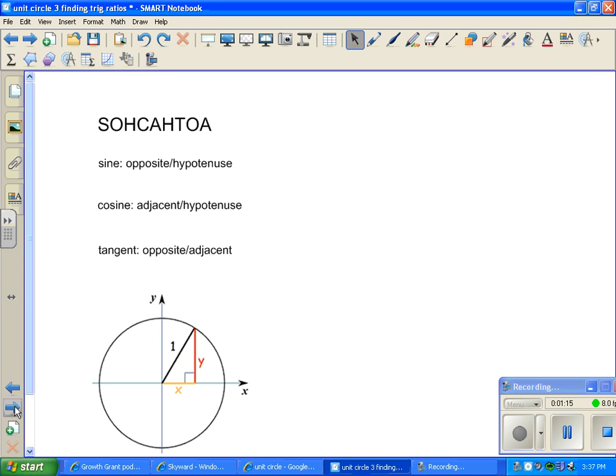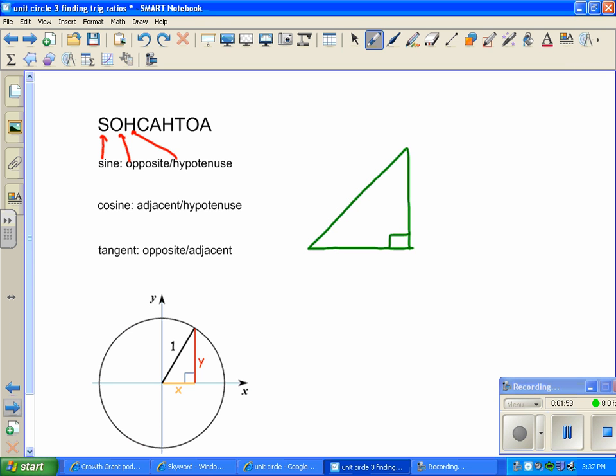Okay, when I start teaching trigonometry of real numbers, I oftentimes go back to what students learned about SOHCAHTOA in either their geometry or their Algebra 2 classes. A lot of us have heard of SOHCAHTOA before, and if you're unfamiliar with this, I don't know if you call it a mnemonic device, but SOHCAHTOA stands for sine, opposite, hypotenuse. Cosine, adjacent, hypotenuse. Tangent, opposite, adjacent.